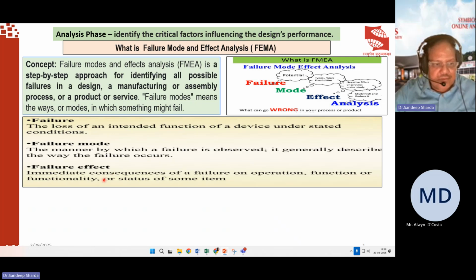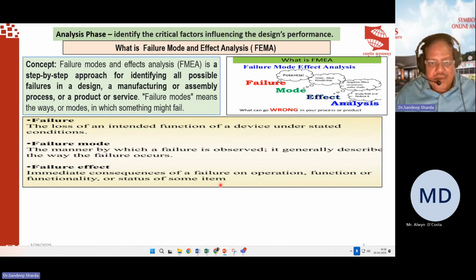And the failure effect will be the immediate consequences of a failure on the operations, functions, or functionality or state of some item. So these are the three fundamental concepts that we have to understand while going for the example under FMEA, that is failure mode effect analysis.